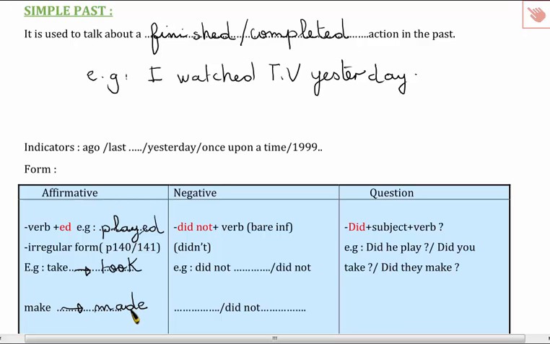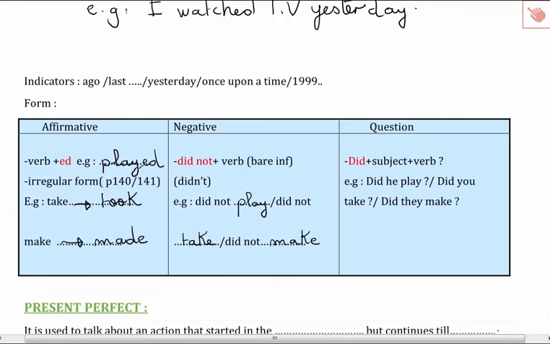In the negative form, we use did not plus verb in the bare infinitive form or its base form, or the abbreviation of did not, didn't. So I can say did not play, did not take, did not make. And if you like to ask a question, you will say did plus subject plus verb. So, did he play? Did you take? Did they make? Etc.